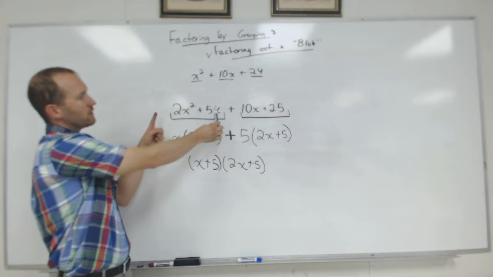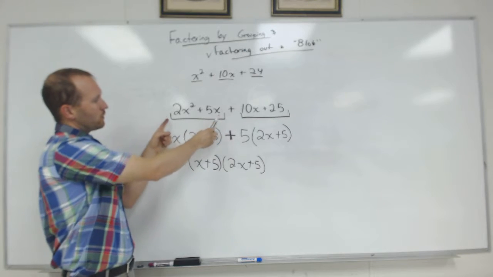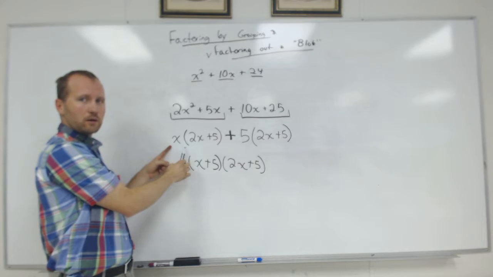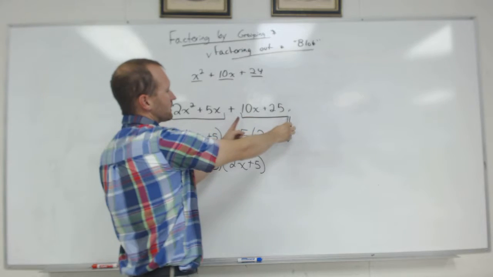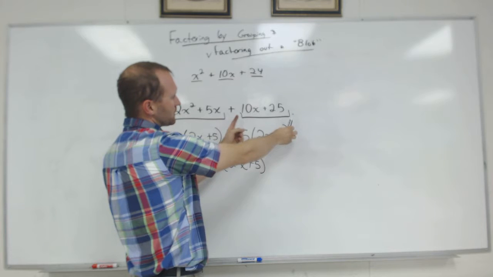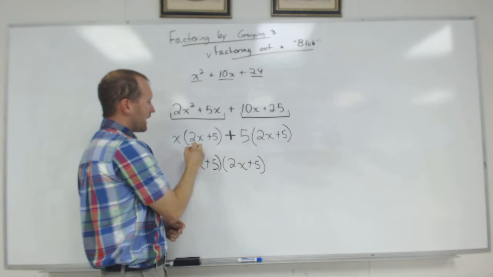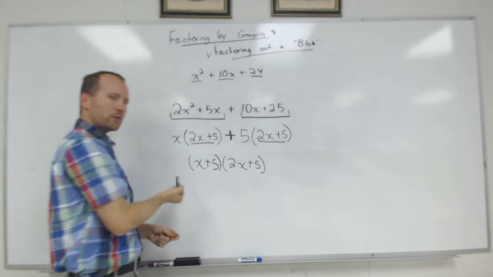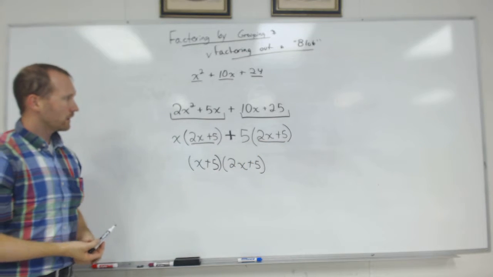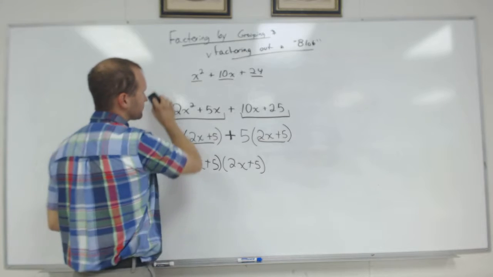So I'm grouping the first two terms together, pulling out whatever I can pull out, grouping the second set of two terms together, pulling out whatever I can pull out, and it just happens that now I've got the same blob. So then I pull that out. Let's do another example of that.